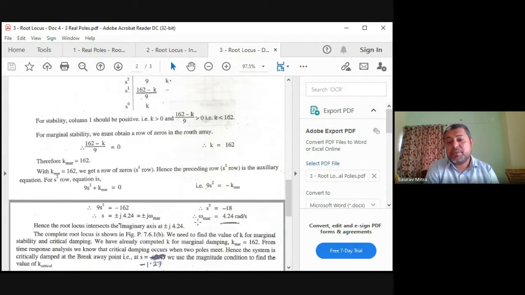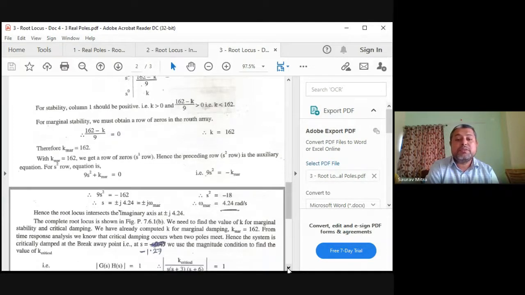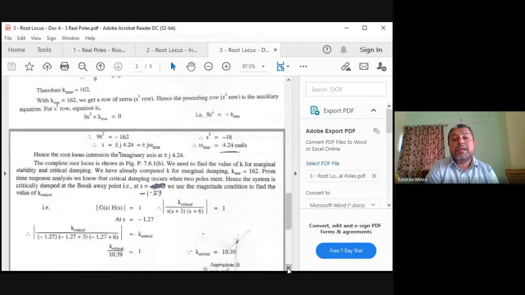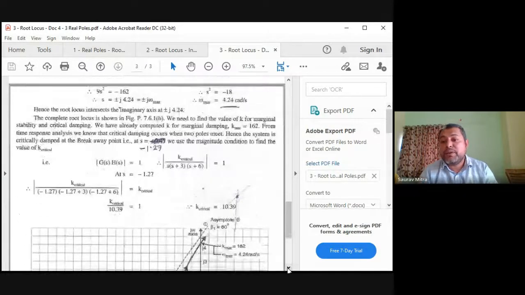which are called as omega marginal. That means whenever the input frequency to the system is 4.24 radian per second, in that case we will be finding that the system gain is going to be K marginal. So that is the highest frequency for which the system is marginally stable, and greater than 4.24 radian per second, system will become unstable because gain of the system is increasing with respect to the frequency.